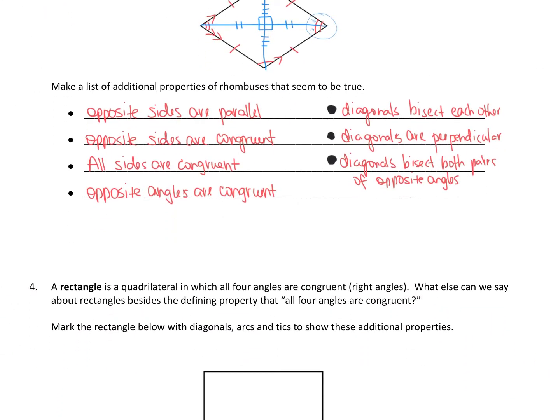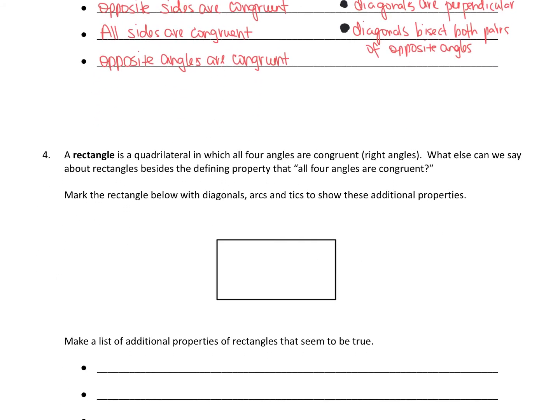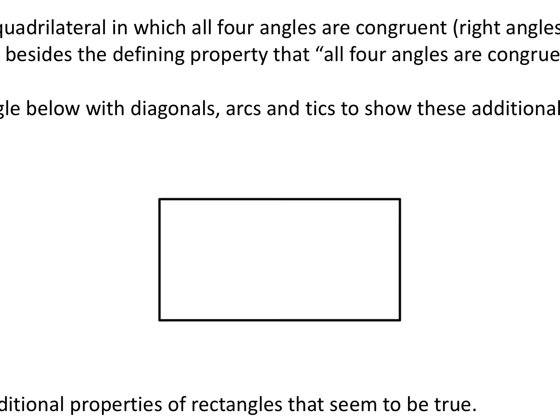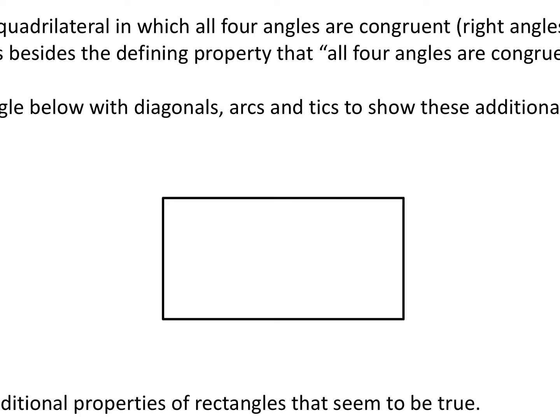So a rectangle is a quadrilateral in which all 4 angles are congruent, right? We've got 4 congruent angles, and not only that, they're right angles. What else can we say about rectangles besides the defining property that all 4 angles are congruent? So let's go ahead and mark it up with arcs and ticks to show these additional properties. So the first one that we're going to do, let's do opposite sides are parallel, right? That also applies to this, just like the parallelogram and the rhombus.